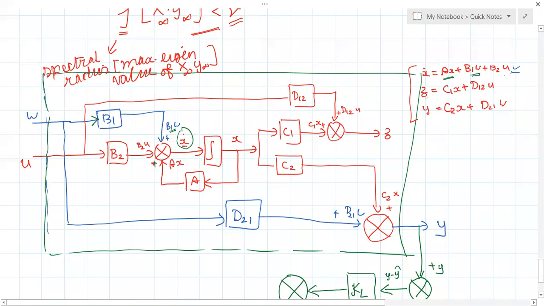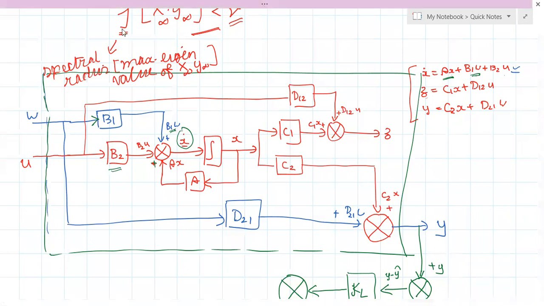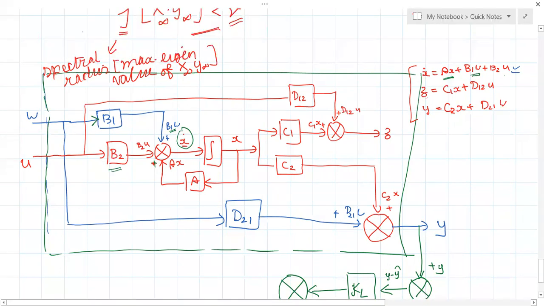Now what? Plus B2U. What is U? U is the input signal, control signal. So that U is being passed through a gain block B2. Is that fine? Yes, sir. Now it's clear. Thank you. B2U. Now you see what's the output signal here, x dot? It is ax plus B2U plus B1W. See, we are done with the first equation, the dynamic equation.